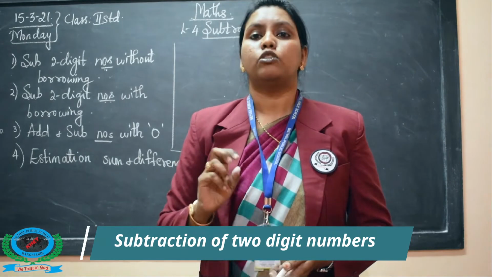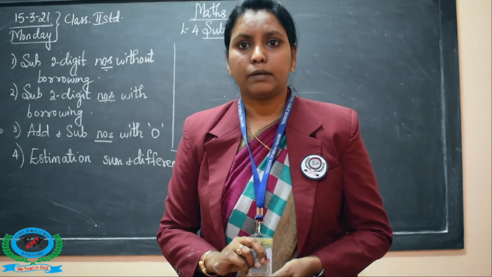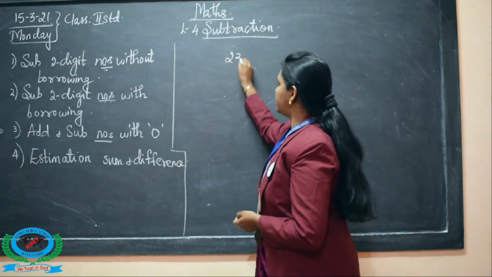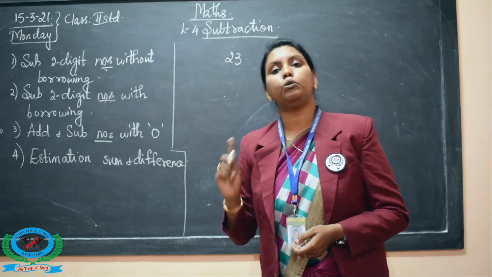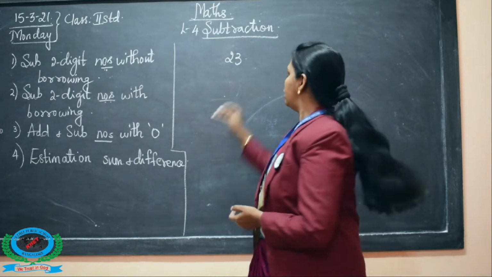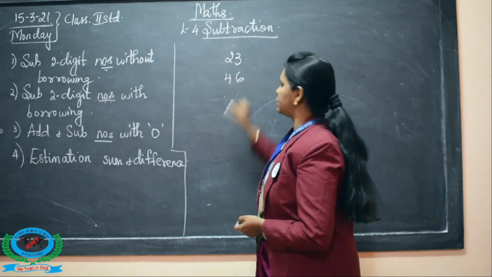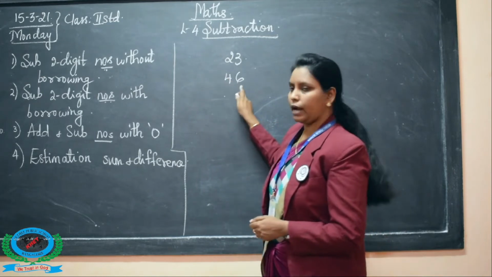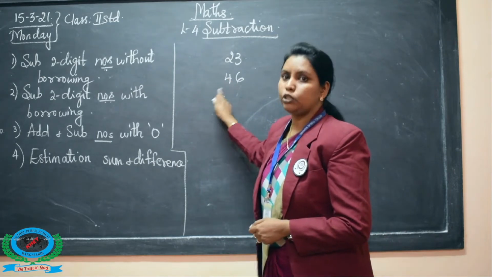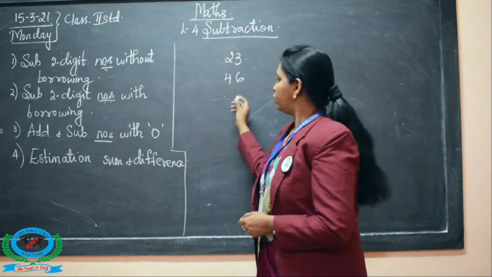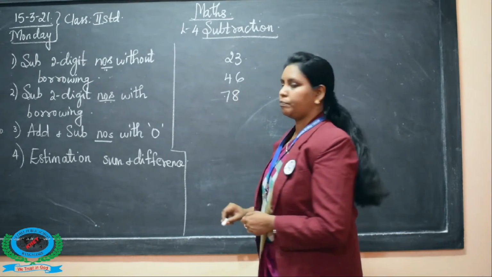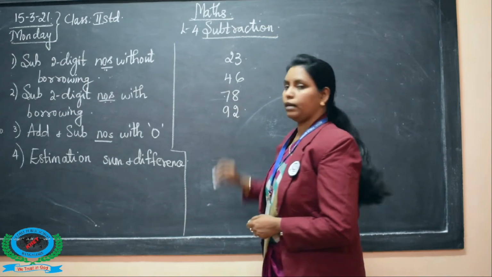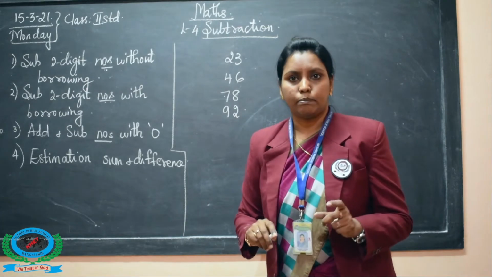Okay children. So, what do you mean by 2-digit numbers? For example, 23 is a 2-digit number. Okay. For example, 46. This also is a 2-digit number. So, you have 1 and 1 digit. So, this is a 2-digit number. For example, 78 is a 2-digit number. 92 is a 2-digit number because you have 2 numbers.